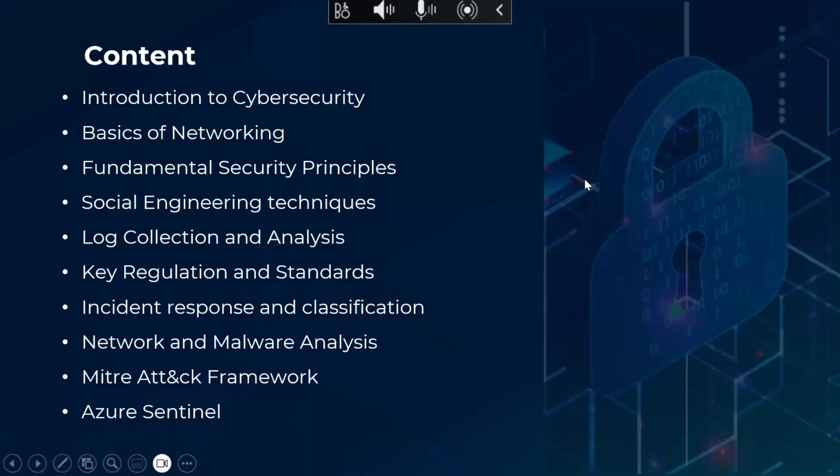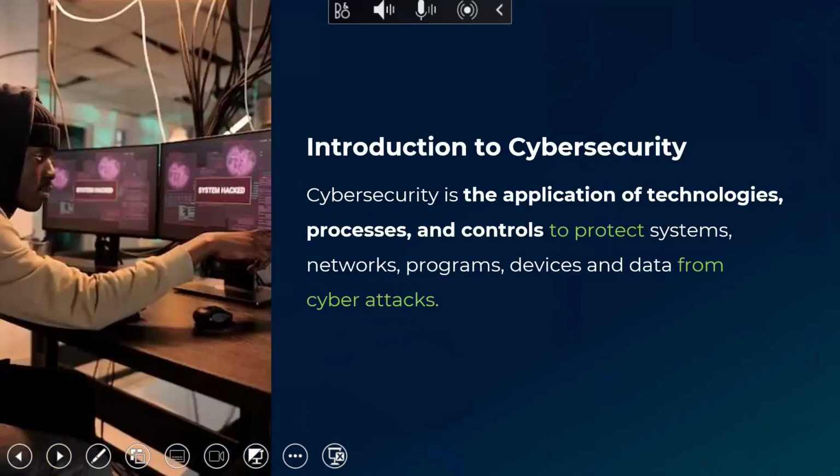For the content, I have introduction to cybersecurity, key regulations and standards, and the MITRE ATT&CK framework. Introduction to cybersecurity. Basically, cybersecurity is about application of technologies, process and controls to protect systems, network, programs, devices, and data from cyber attack.